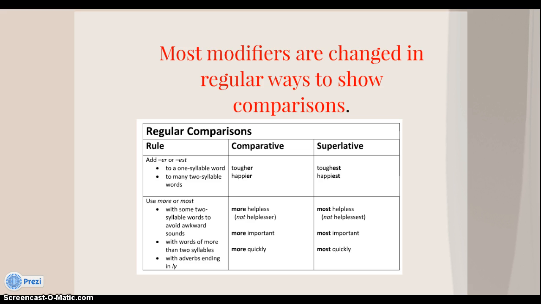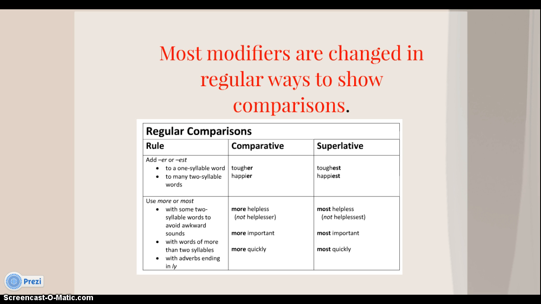Now, most modifiers are changed in regular ways, and I'm going to show you what those regular ways are. Most of the time, if you have a one-syllable word or a lot of two-syllable words, to form the comparative, you put ER on the end. So look at the examples here. Tougher. That's taking a one-syllable word, putting it in the comparative form by adding ER. Then we also have happier. That's a two-syllable word. You got to change the Y to an I on words like happy, but sometimes you might just stick ER on the end. It depends on the word, and you'll know if it looks right or wrong.